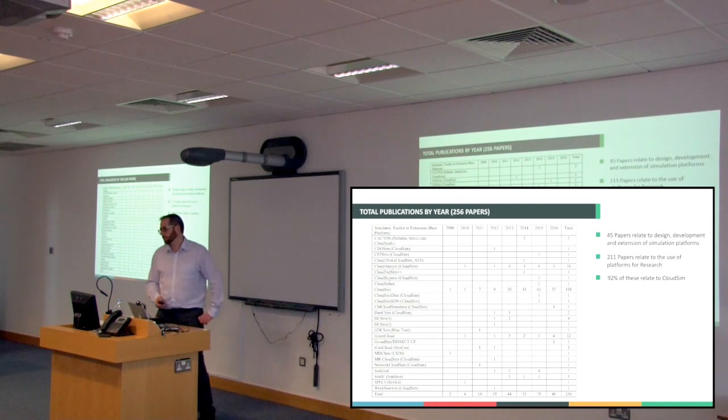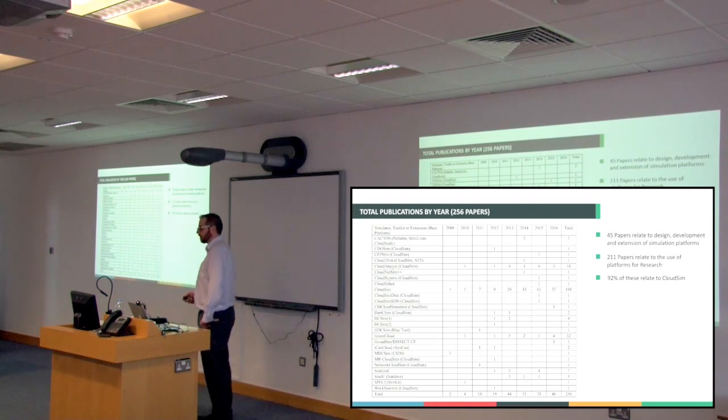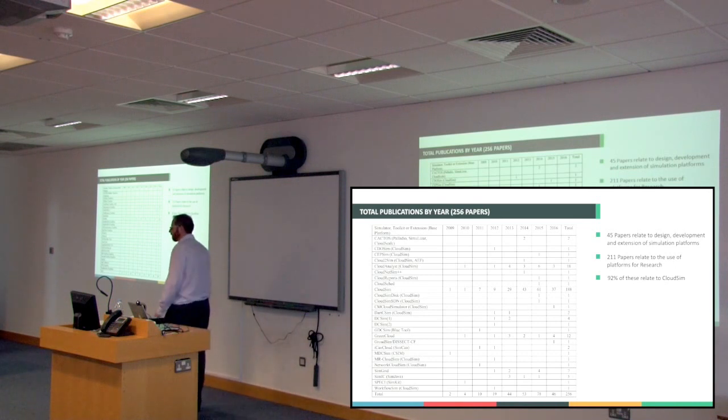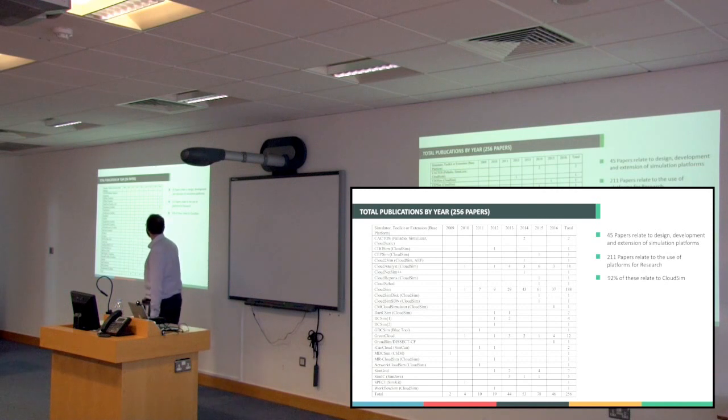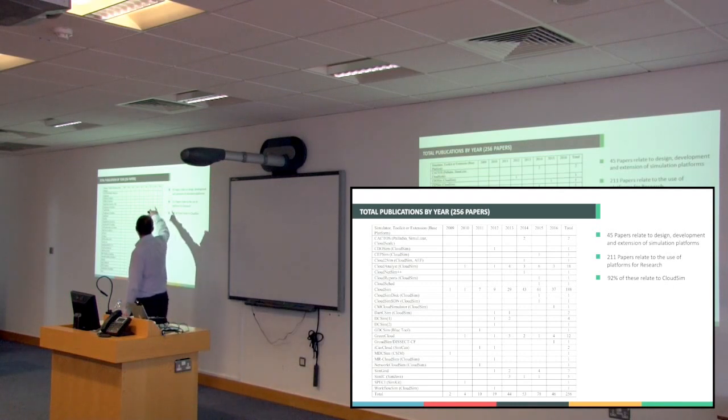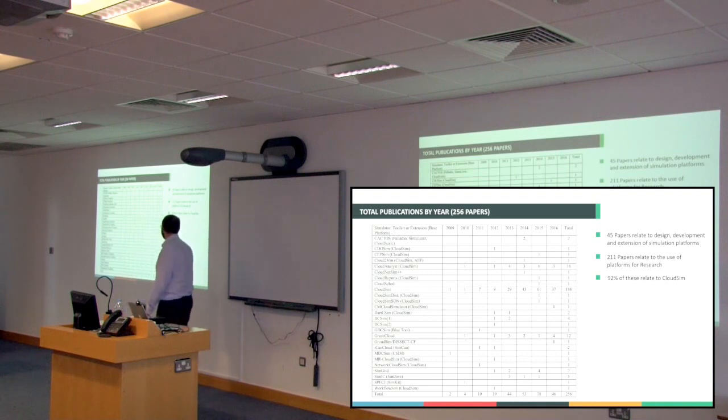This is the total publications by year. Overall it's 256 papers. You can see here CloudSim has 188 papers. CloudAnalyst is second with 18 papers, mainly because CloudAnalyst provides a graphical user interface for CloudSim. GreenCloud is next with 12, and the rest are all quite low in terms of the number of publications.